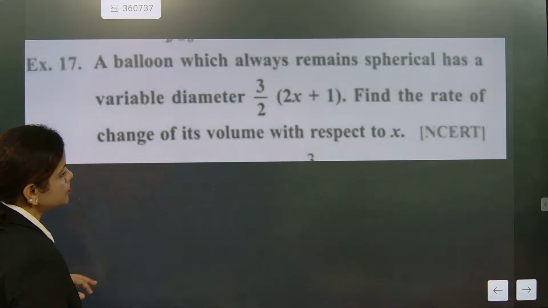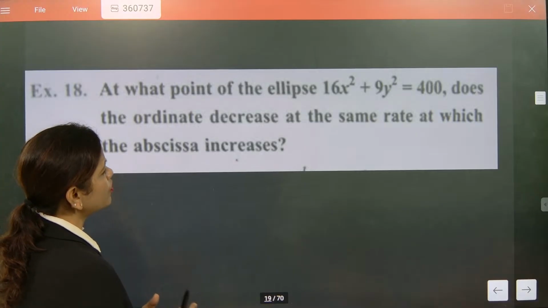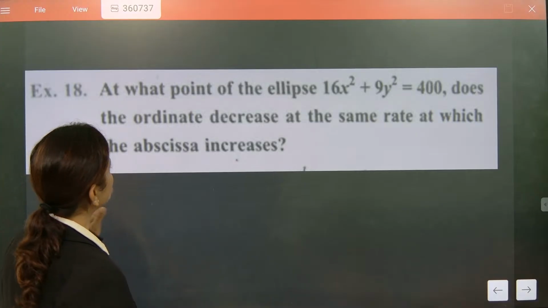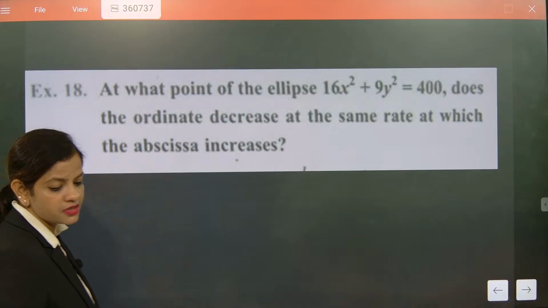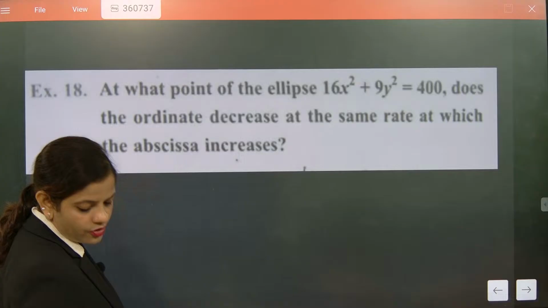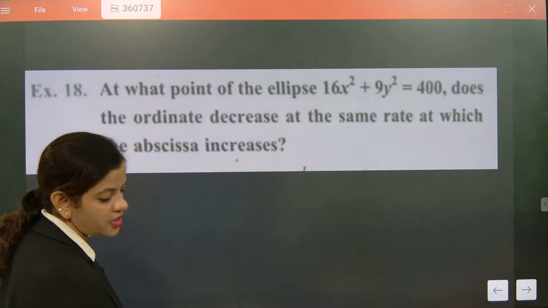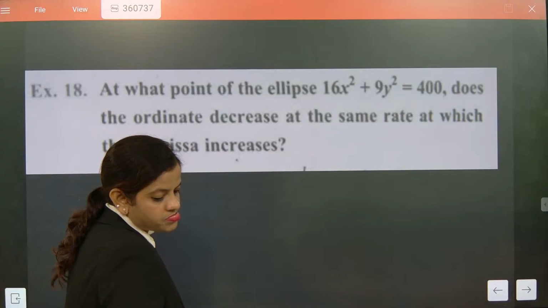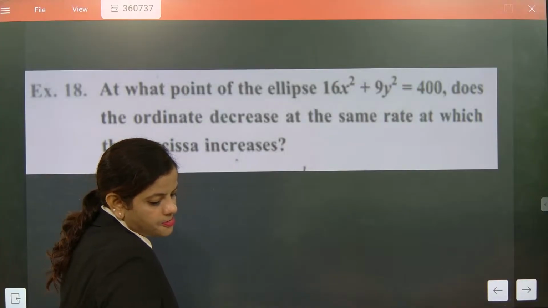Now we'll go for the next question. The question is this one, try this question. At what point of the ellipse does the ordinate decrease at the same rate at which the abscissa increases? Come on, solve this question. Try this.